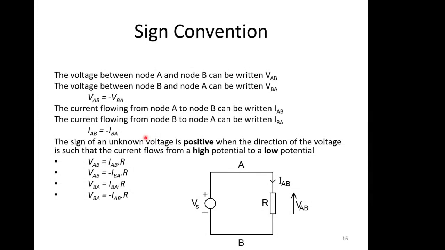Sometimes you don't know what the voltages or currents are, so you just have to guess which way is positive. It doesn't matter because it's all in the definitions anyway. So the sign of an unknown voltage is positive when the direction of the voltage is such that the current flows from a high voltage to a low potential. So in this case, if we've defined the current as flowing this way, we would define VA as being positive. And then there's just the definitions of Ohm's law in the various cases. These will all come out with the same answer if you keep your definitions correct.